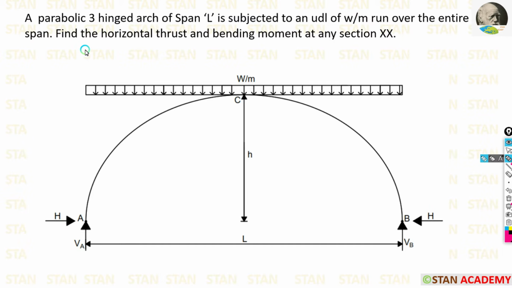Hello everyone. Today we are going to make a derivation on a three-hinged parabolic arch when it is carrying UDL for the full span. Let us read the question one time. A parabolic three-hinged arch of span L is subjected to a UDL of w per meter over the entire span. The span of the arch is given as L and it is subjected to UDL for the full span. We need to find out the horizontal thrust and bending moment at any section XX.